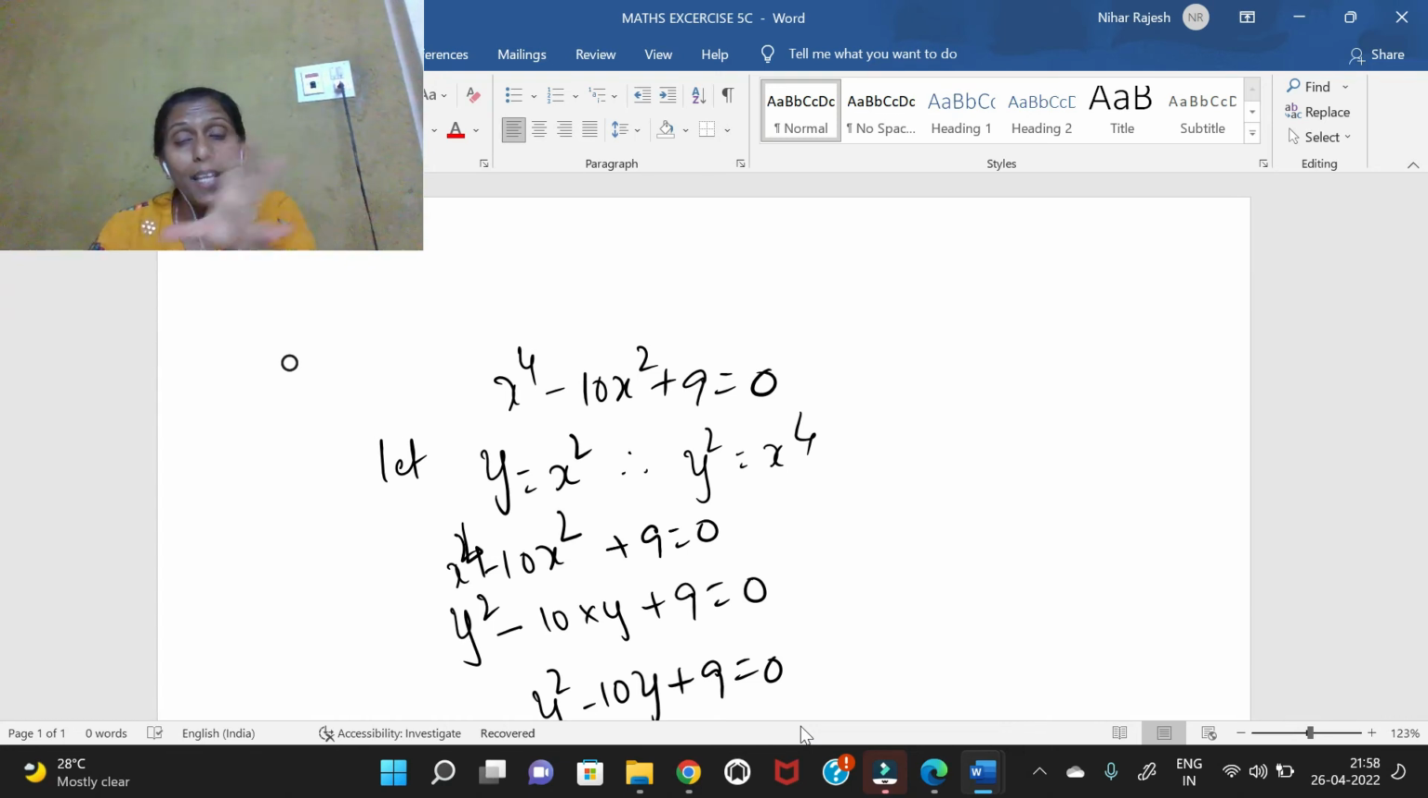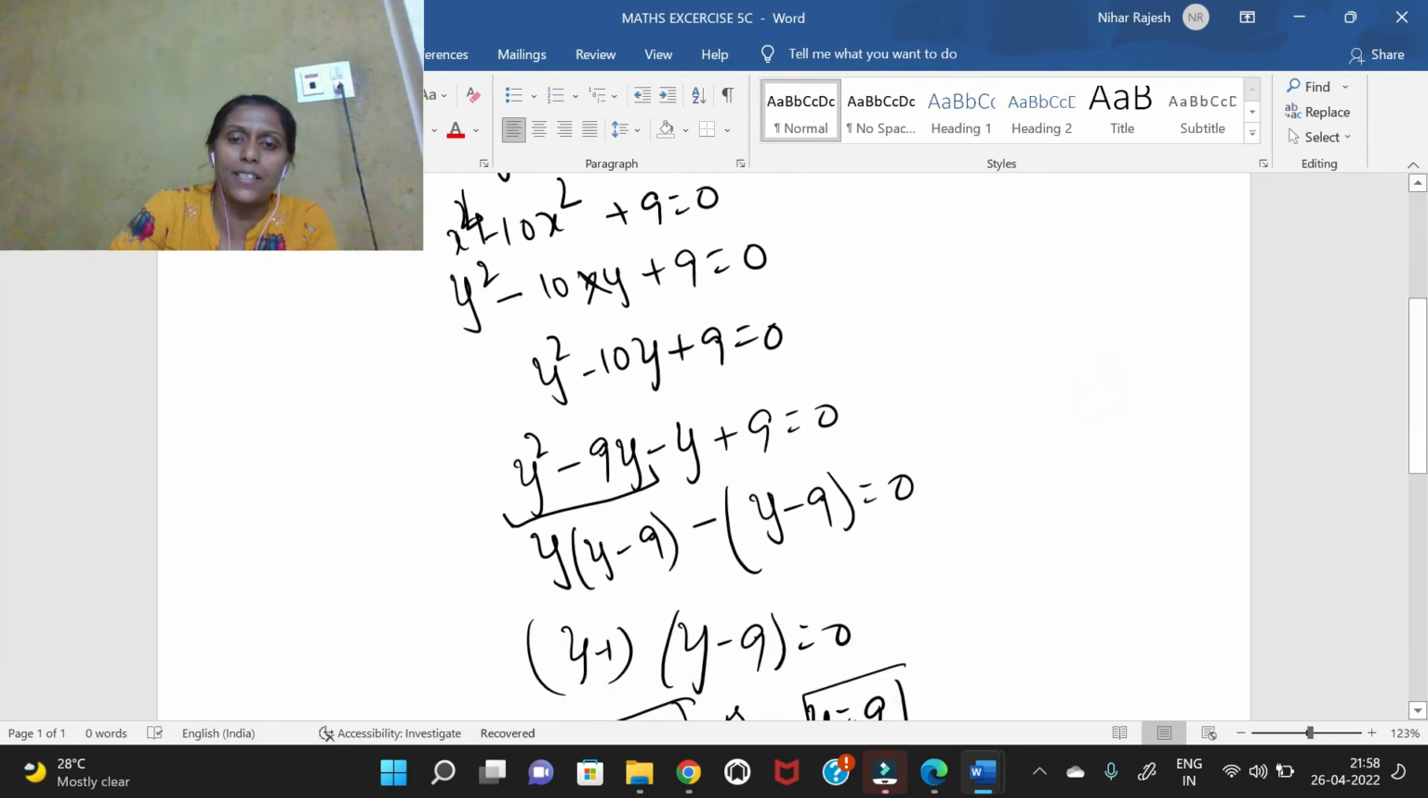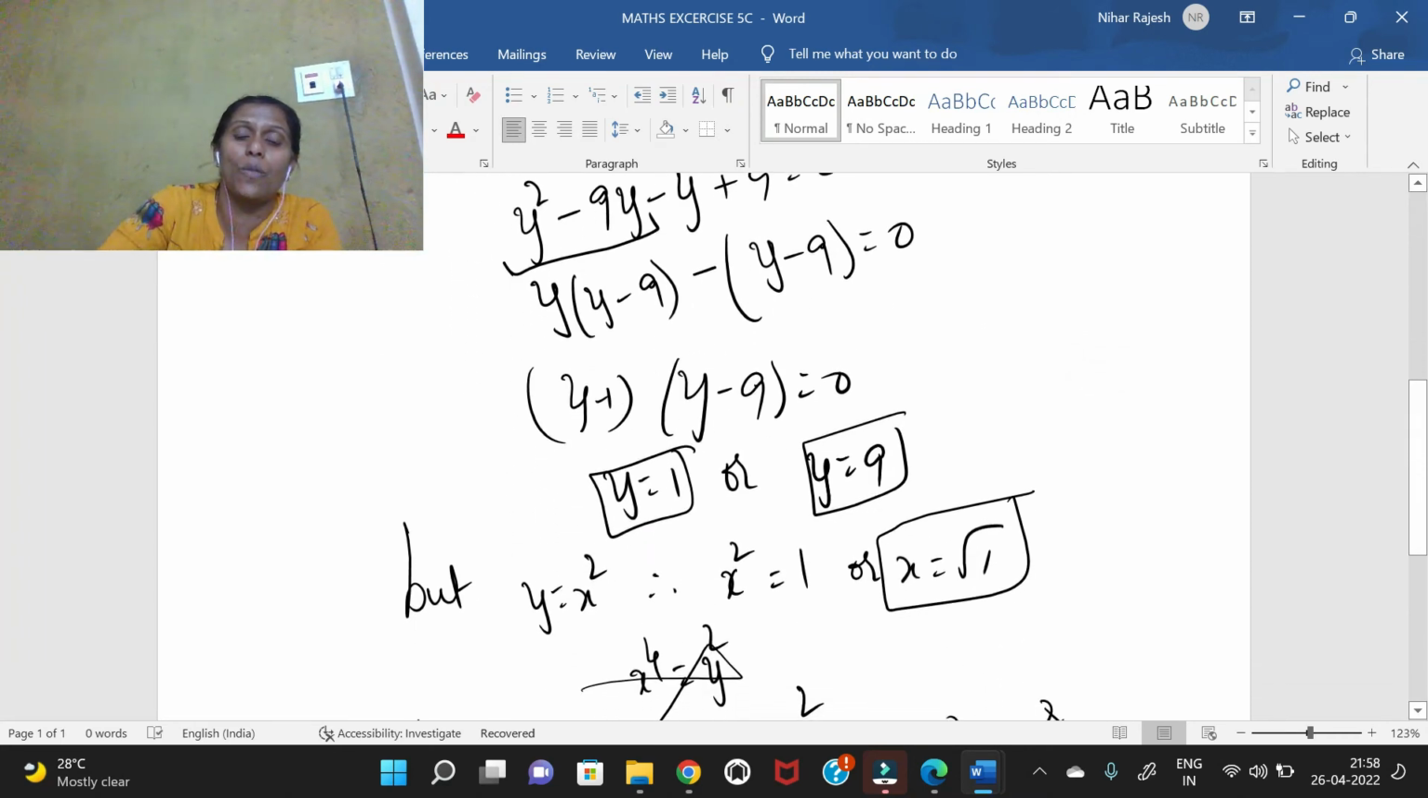So, in order to make that a quadratic equation, assume x square itself as y. Therefore, what happens now? y is x square, y square is x to the power 4. That's as simple as that. So, instead of x power 4, we made it y square here. Then, minus 10y plus 9 is equal to 0. Then your further simplification and factorizations led us to y equal to 1 or y is equal to 9.